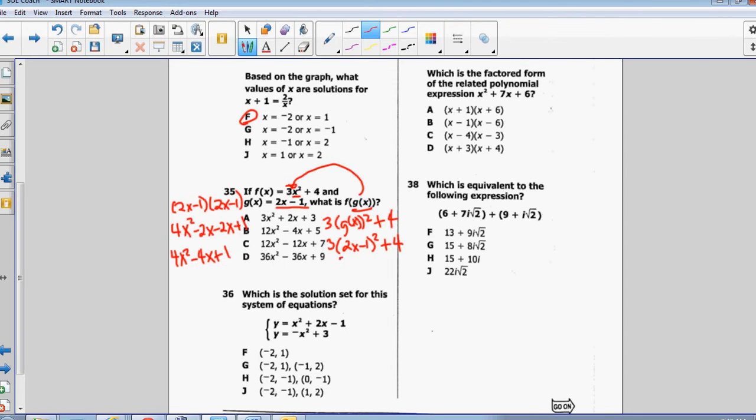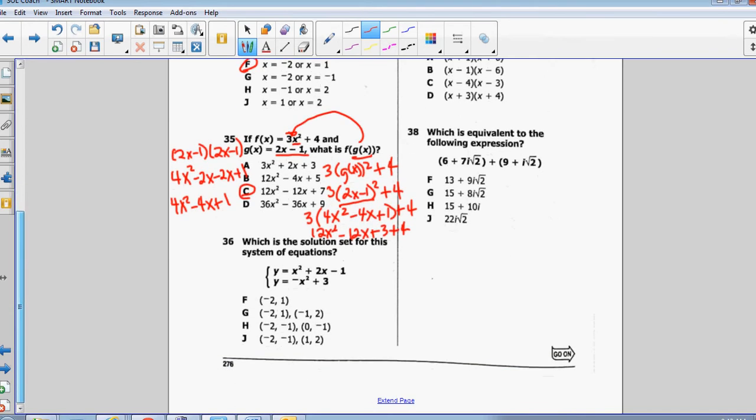So then I'm going to substitute that here for the square of 2x minus 1. So it's 3 times 4x squared minus 4x plus 1 plus 4. And that's 12x squared minus 12x plus 3 plus 4. So that looks like it's going to match answer choice C.